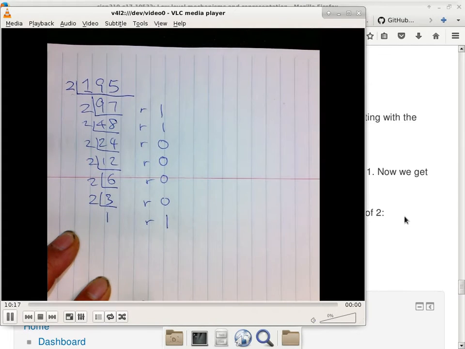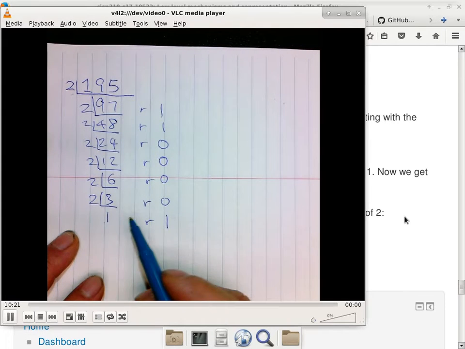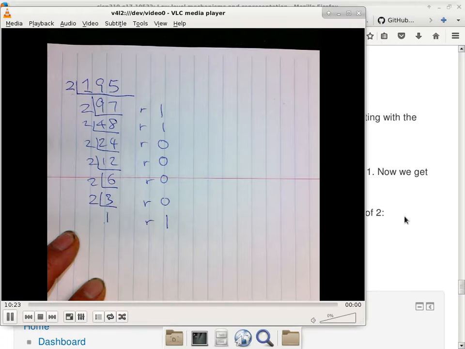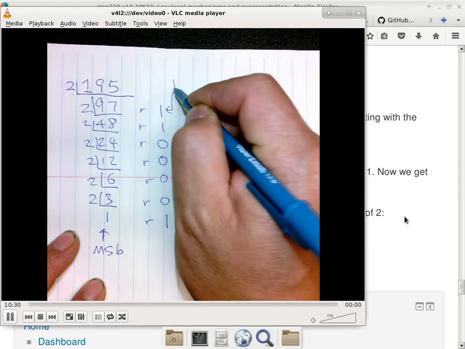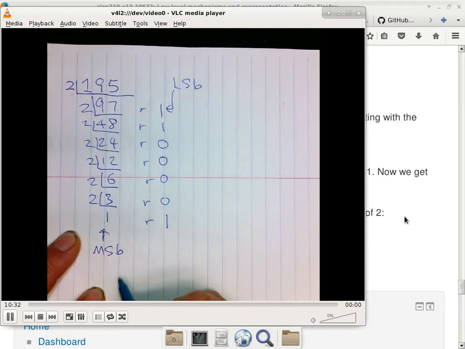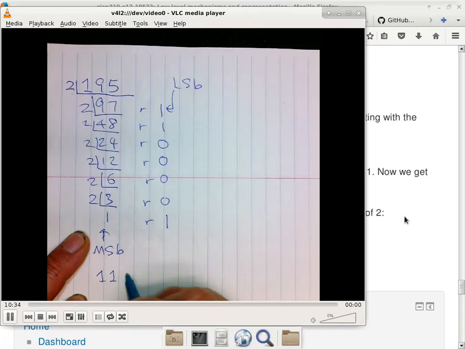And that's when you stop, because 1 divided by 2 is 0 with a remainder of 1, and that pattern will keep going. So when you do it this way, this becomes the most significant bit, and this becomes the least significant bit, which means the number is 11000011. It just so happens to look exactly the same no matter which way you spell it. Okay, this is one way to do it.